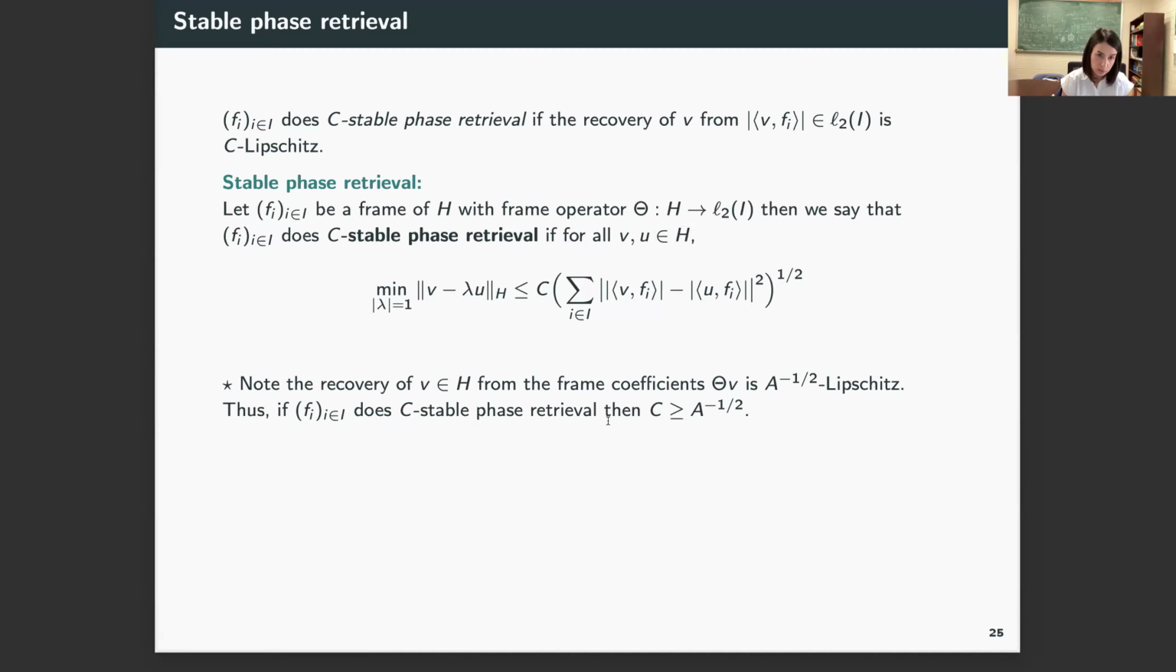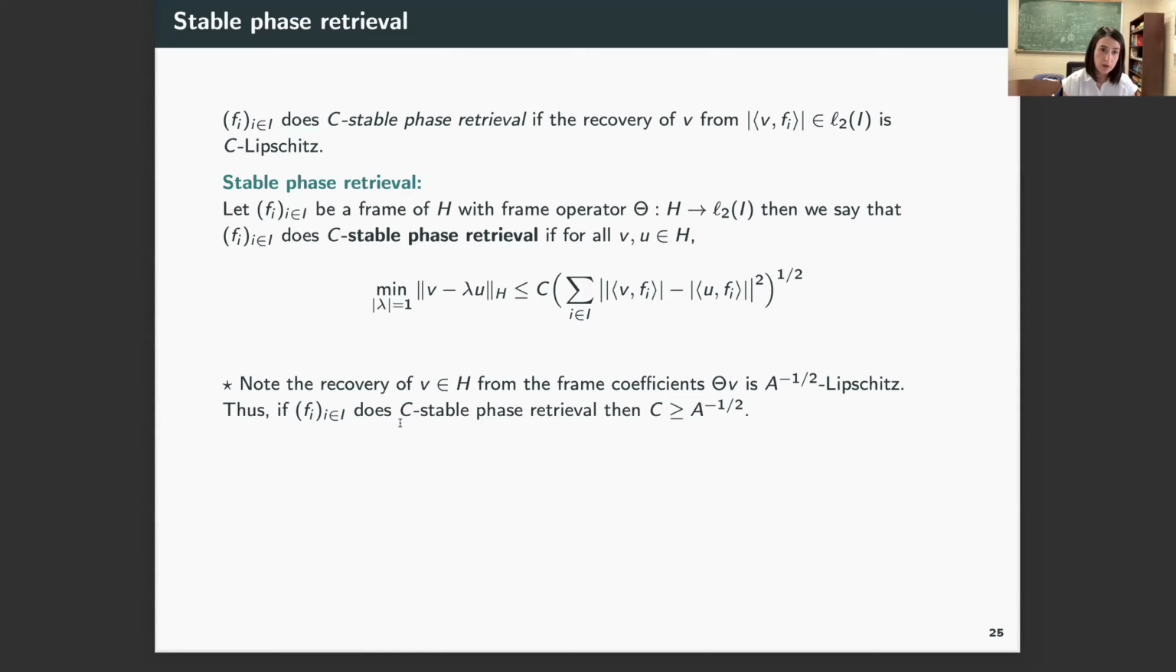And another quick note here is that the recovery of this vector from the frame coefficients, theta v, is 1 over square root of a Lipschitz, in the sense that if our frame does C-stable phase retrieval, then C needs to be at least 1 over square root of a.